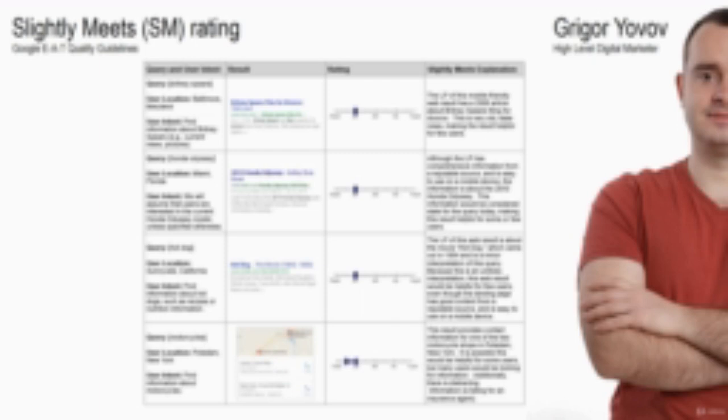And the last example is the query motorcycles. User location: Potsdam, New York. User intent: find information about motorcycles. And the comment here is that this result provides contact information for one of the two motorcycle shops in Potsdam, New York. It's possible this would be helpful for some users, but many users would be looking for information. And additionally, there is distracting information, a listing for an insurance agent.